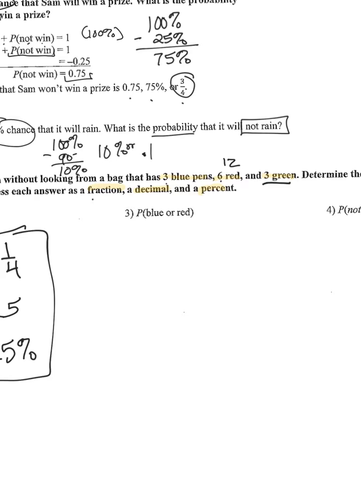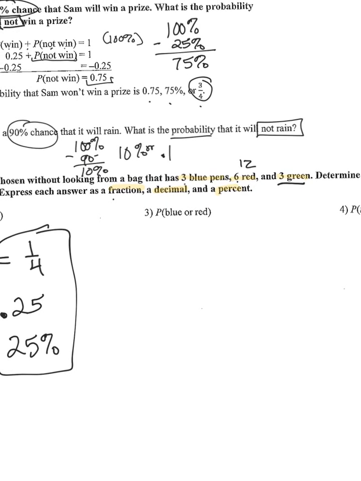Number 3, blue or red. So the probability that you're going to pick a blue or a red pen. Blue pen, there were 3 of them. Red pens, there were 6. So we want to add those together. Anytime they give you that word or, it's talking about combining them. So 6, 7, 8, 9 over 12.